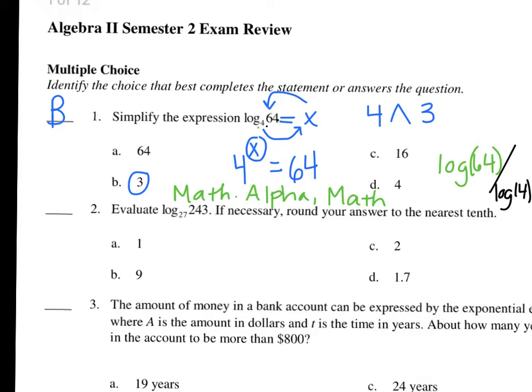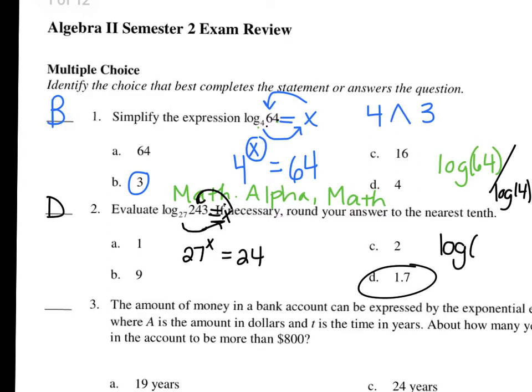So the same thing will apply to number 2. You're trying to figure out 27 to what power equals 243. 27 to the x equals 243. So you can press math, alpha, math. It will tell you the answer is 1.7. Or if you don't have the shortcut on your calculator, you would do log of 243, close the parenthesis, and divide it by log of 27. And then just round it, 1.7.